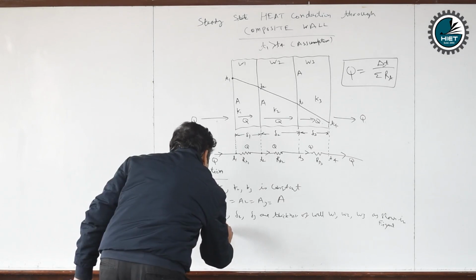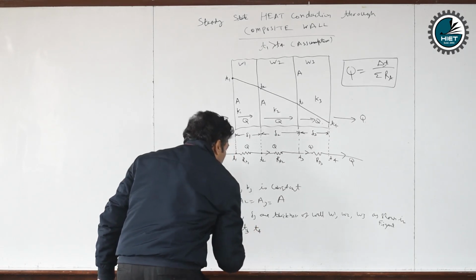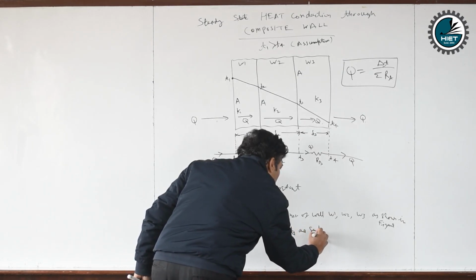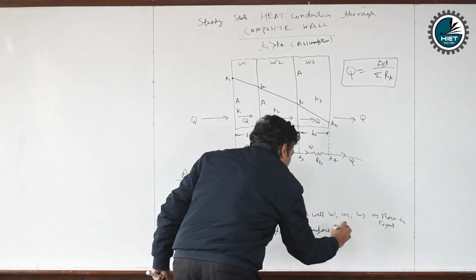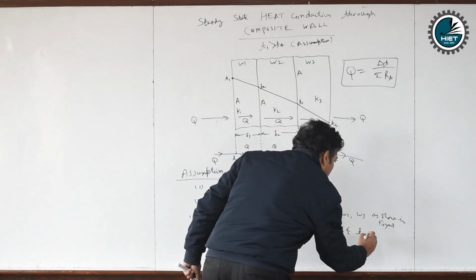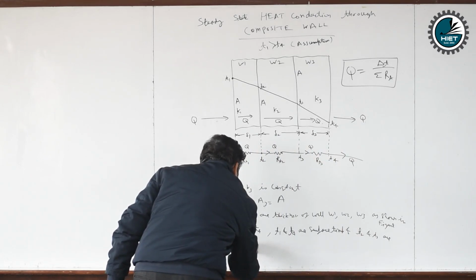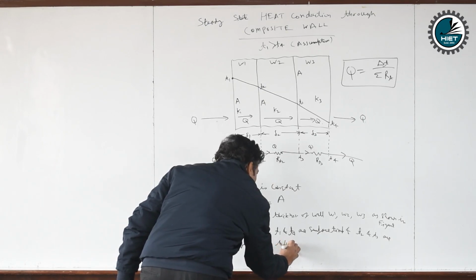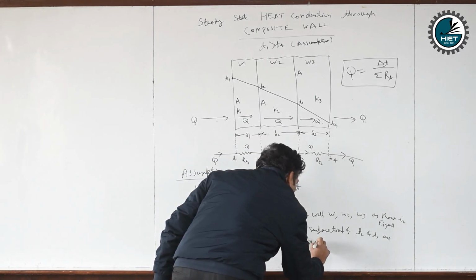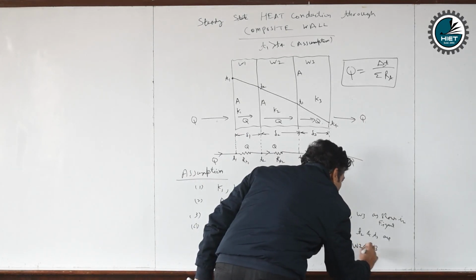Okay, then fourth is the temperature T1, T2, T3 and T4, where T1 and T4 are surface temperatures, and T2 and T3 are interface temperatures between wall 1 and 2, and between W2 and W3.